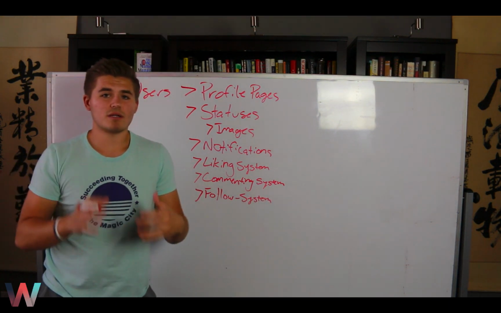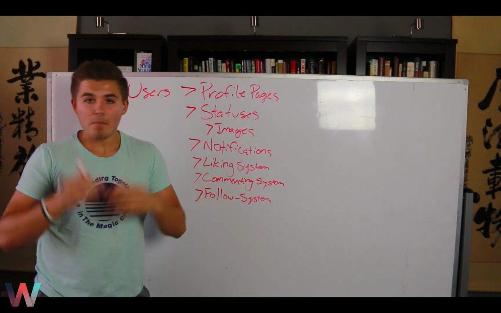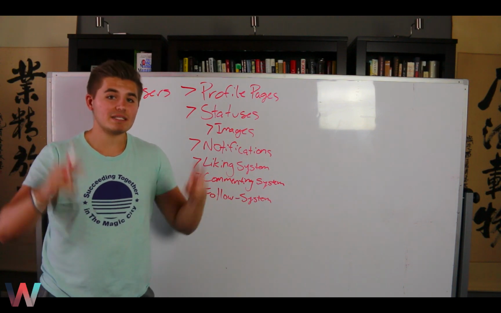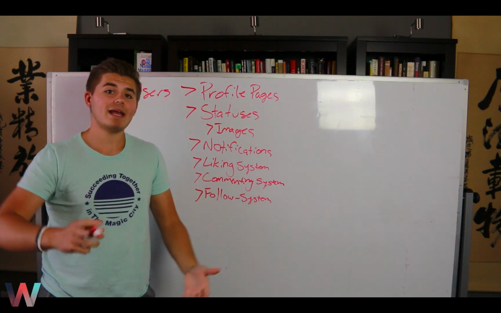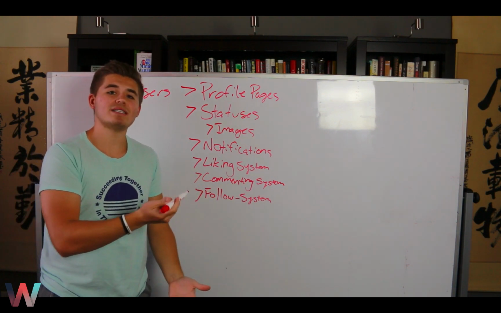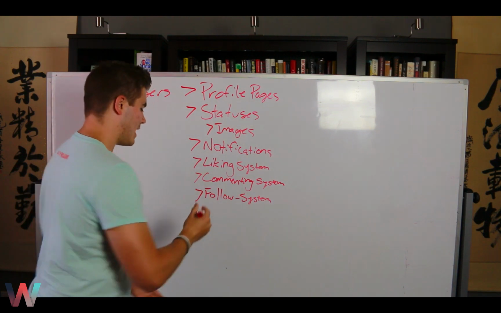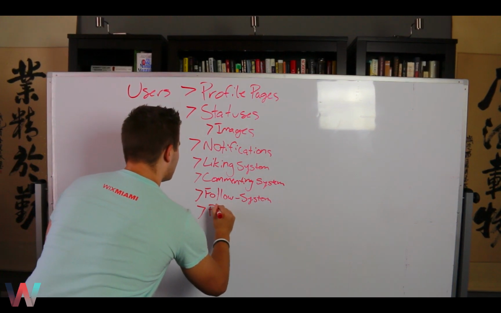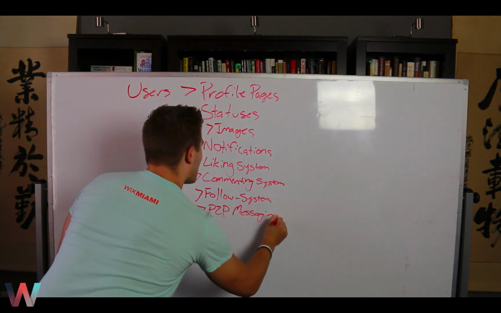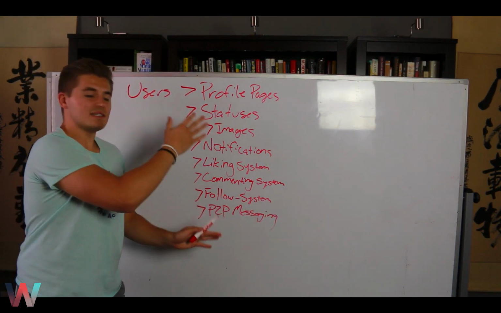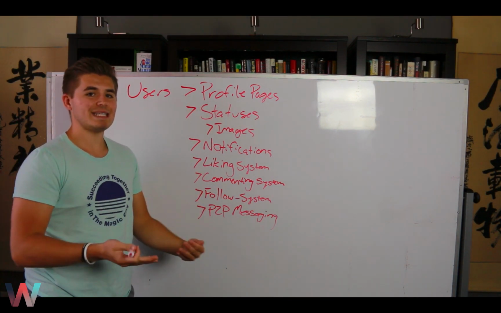And then the last thing we're going to write on the board in this video as far as planning goes is peer-to-peer messaging, also known as PM or DM, direct messaging, private messaging. Either way, we want to have that on our list as well because this is going to be a separate database as well. So we'll just call it P2P messaging.